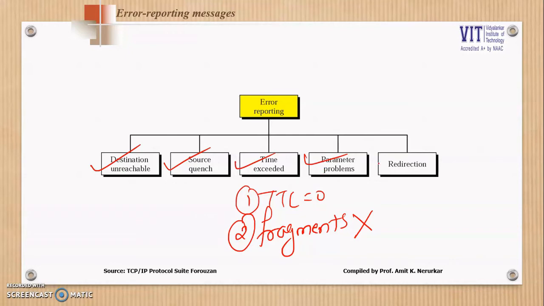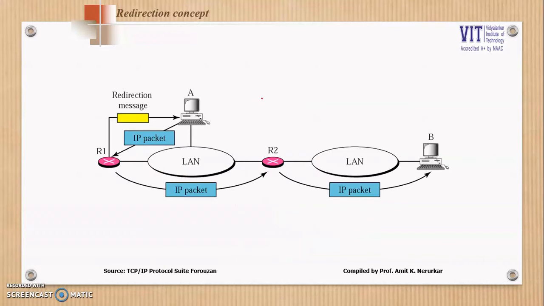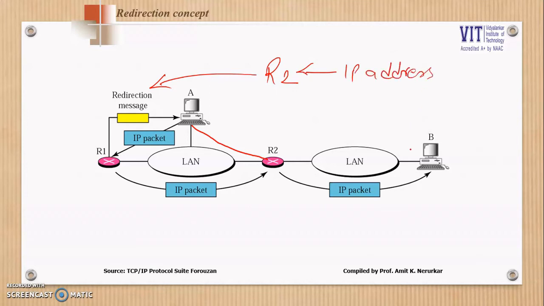The next message would be explained to you with the help of an example you can see on the screen. Assume your A is also directly connected to R2. Now when A is sending any packet to B via R1, you see the number of hops is increased. So when A sends any packet meant for B to R1, R1 sends a redirection message. In that redirection message, it gives the IP address of R2. And it tells A henceforth whenever you are trying to send any data for B, directly send it to R2 rather than sending it to R1. So this is a small example of a redirection message.